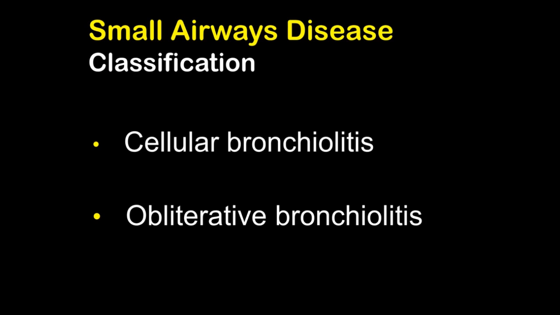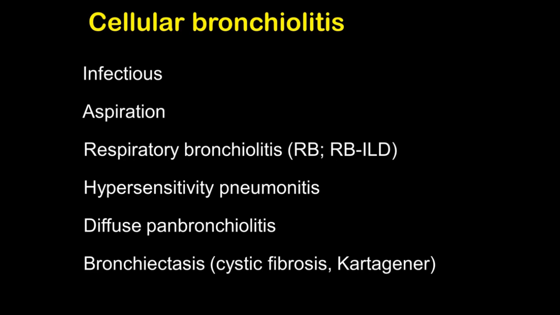If we need to classify small airway disease, we can divide them into two categories. First one is cellular bronchiolitis, and the second one is obliterative or constrictive bronchiolitis. Cellular bronchiolitis includes infectious, aspiration, respiratory bronchiolitis, usually associated with smoking, hypersensitivity pneumonitis, diffuse panbronchiolitis, and some causes that include bronchiectasis and cellular bronchiolitis, such as cystic fibrosis or Kartagener syndrome.